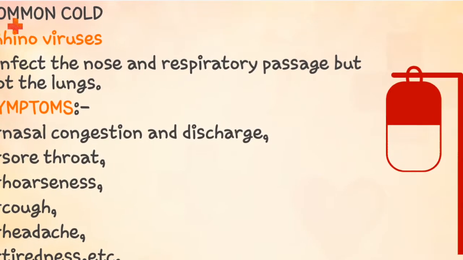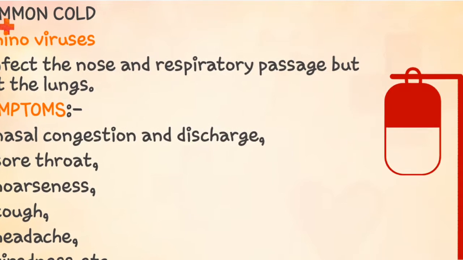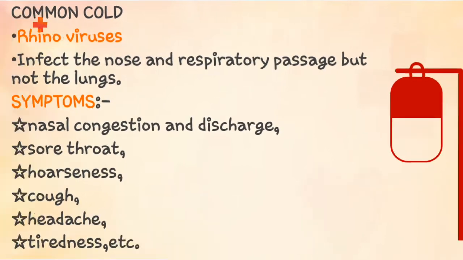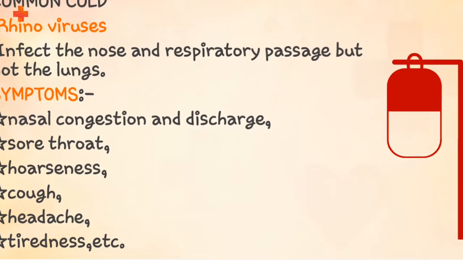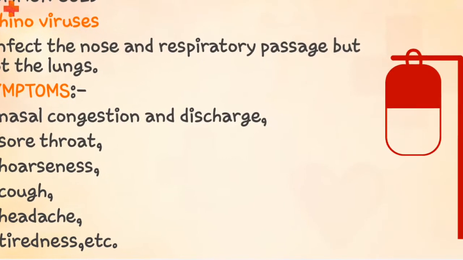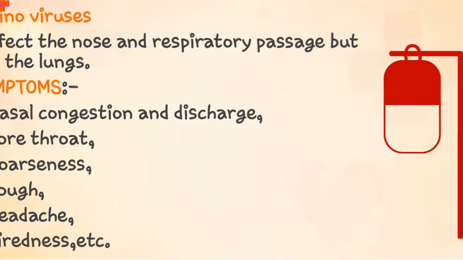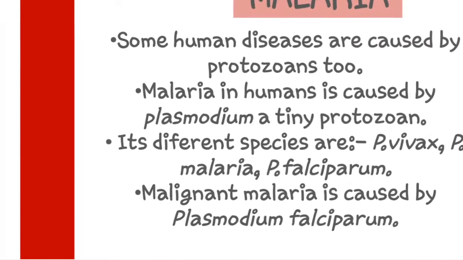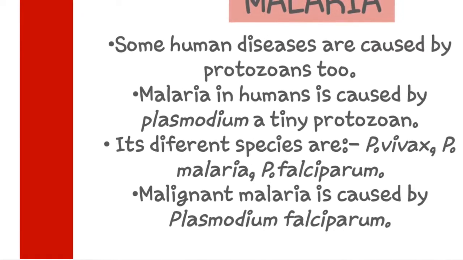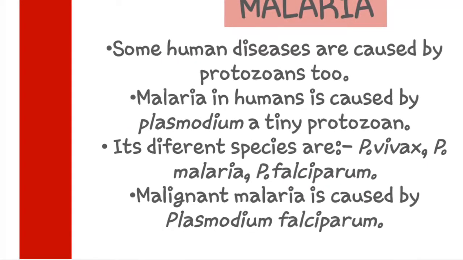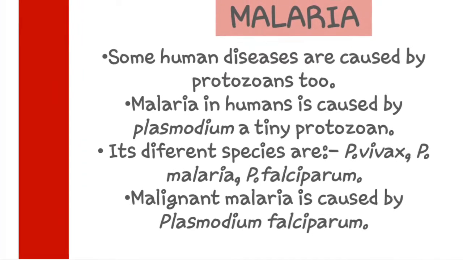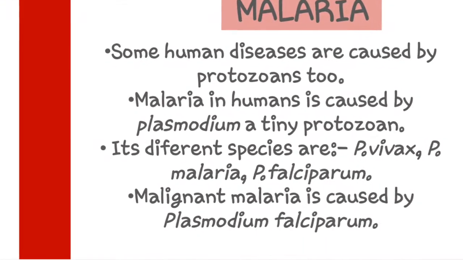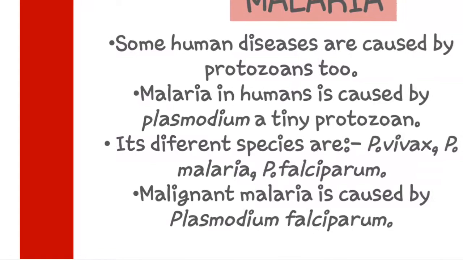It is transmitted from an infected person to a healthy person by inhaling droplets resulting from cough or sneeze of the infected person, or by contaminated utensils. Next deadly disease is malaria. It is a protozoan disease caused by Plasmodium. Different species of Plasmodium like Plasmodium vivax, Plasmodium malariae and Plasmodium falciparum are responsible.